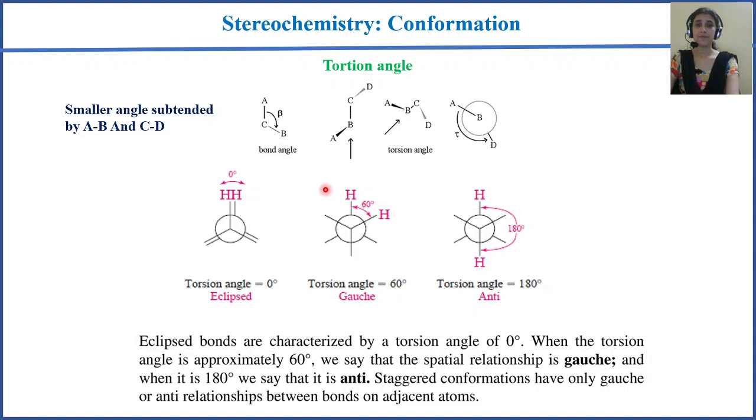Similarly, like dihedral angle, in the torsional angle, this is the eclipsed one, 0 degree. This is the torsional angle which is 60 degree. This is the torsional angle, 180 degree, as we discussed in the case of dihedral angle. But there is a little difference. If you consider the torsional angle, it has some direction.